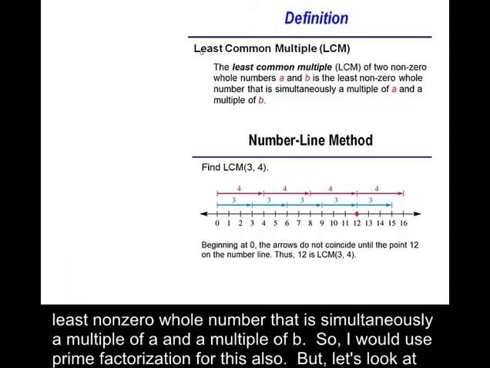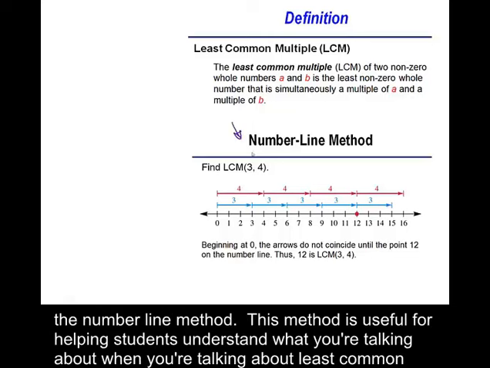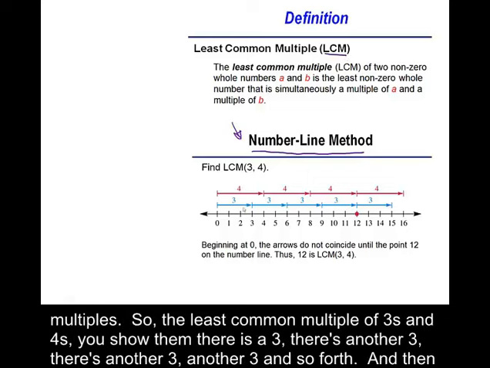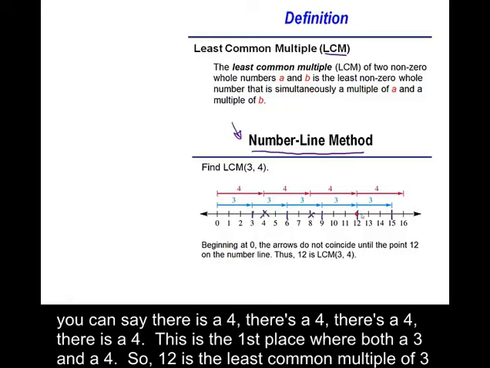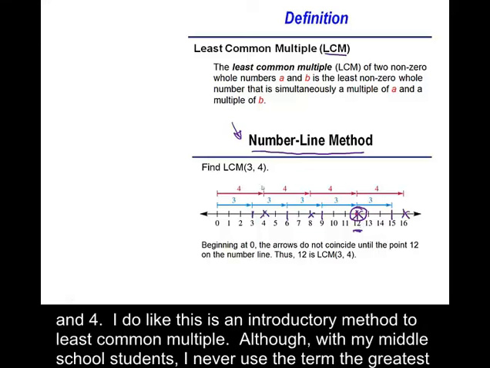I would use prime factorization for this also, but let's look at the number line method. This method is useful for helping students understand what you're talking about when you're talking about least common multiple. So for the least common multiple of 3s and 4s, you show them there's a 3, another 3, another 3, and so forth. And there's a 4, a 4, a 4, a 4. This is the first place where both a 3 and a 4 land, so 12 is the least common multiple of 3 and 4.